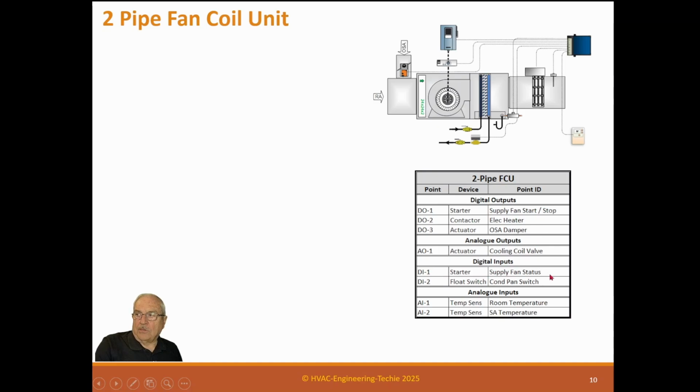Digital inputs: supply fan starter status. We have a current switch on this thing. And then a float switch. This one specifies a float switch in the pan to know if we've got a clogged coil, a clogged pan drain. So that's for an operator to get up and make sure that's clean so it doesn't ruin a ceiling tile.